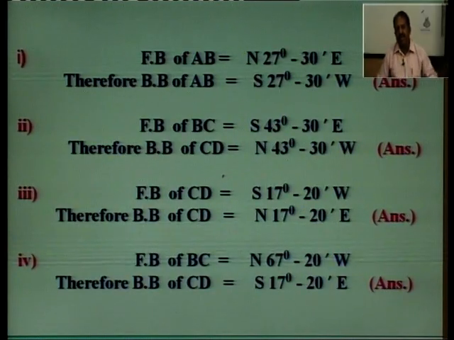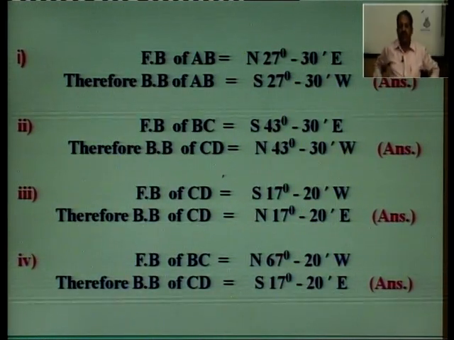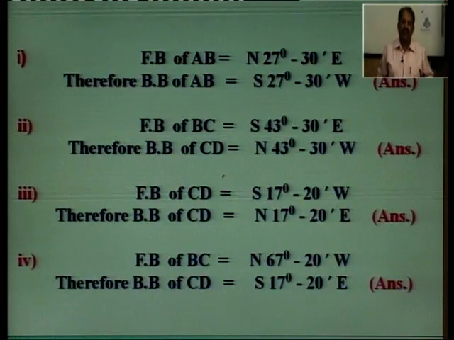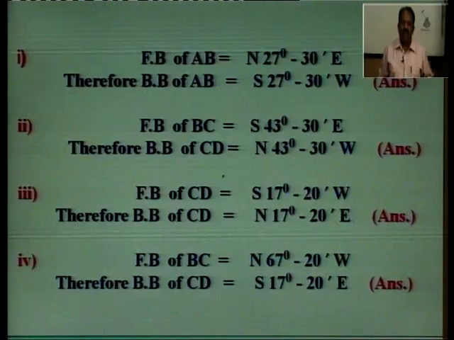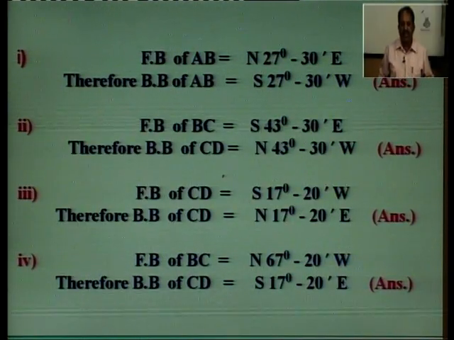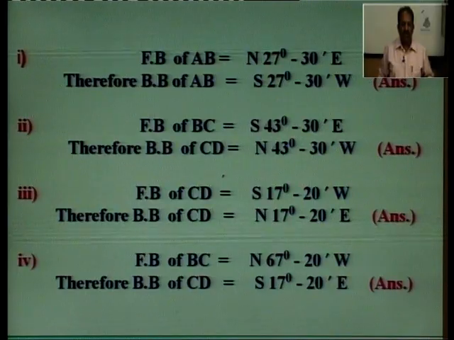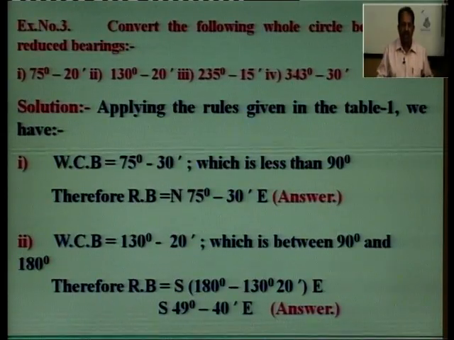Similarly, in the third case, the fore bearing is south 17 degrees 20 minutes west, and we replace S by N, W by E to find the back bearing of CD, which is north 17 degrees 20 minutes east. Similarly, the fourth case, south 17 degrees 20 minutes east.